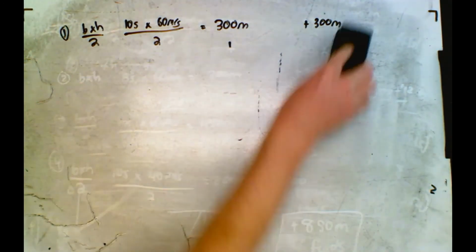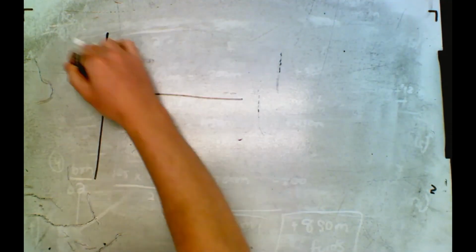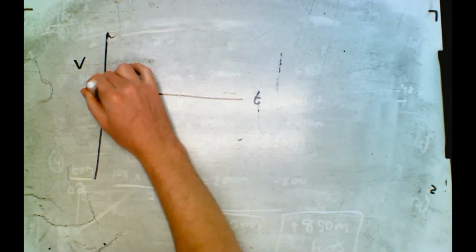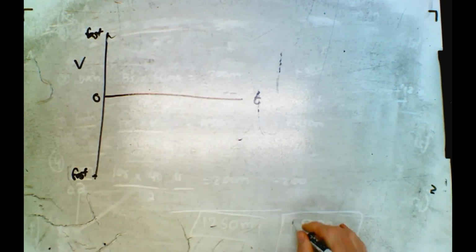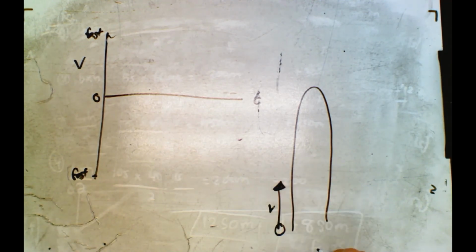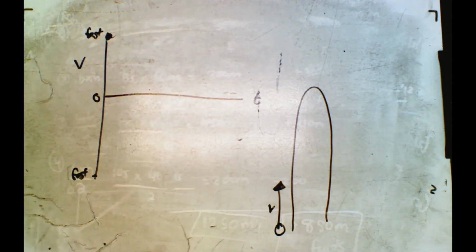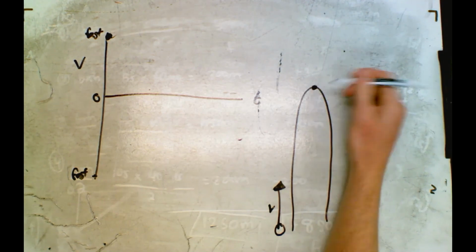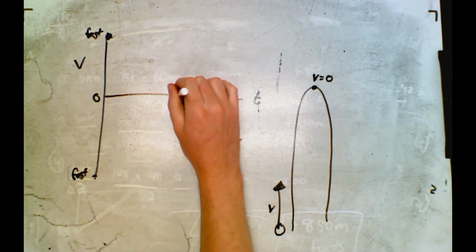So if we're doing a velocity versus time graph, this is 0, this is fast, this is fast, right? Our bullet goes up, and then it goes down. When it leaves the gun, it's going super fast. That's the fastest, and it's going up. So we're going to start up here. And then here, at its highest point, its speed is 0. So we want to go here.